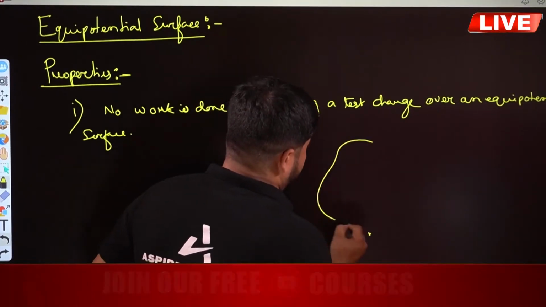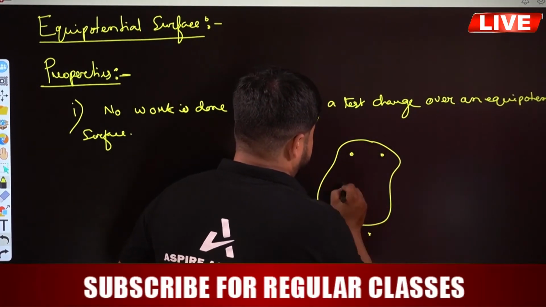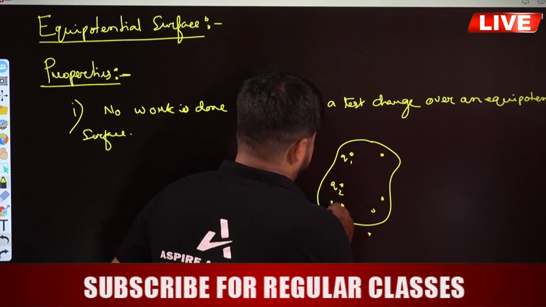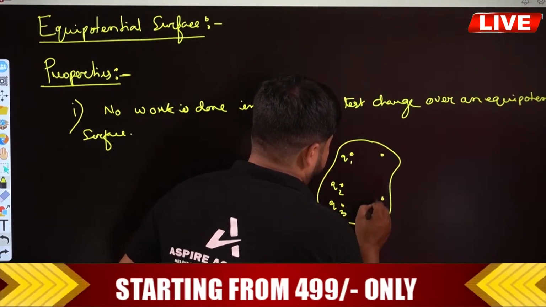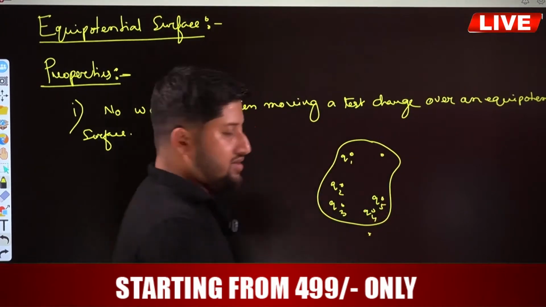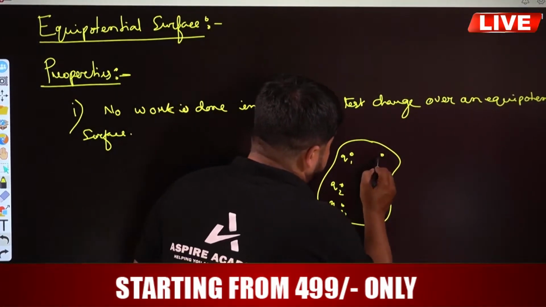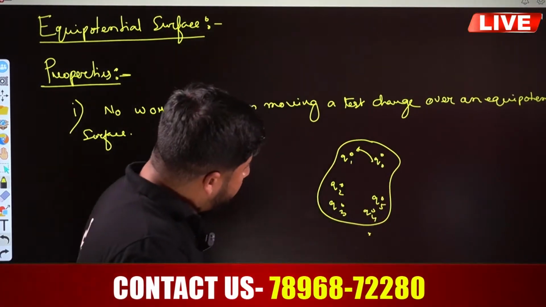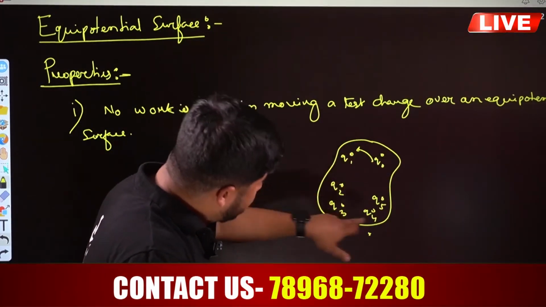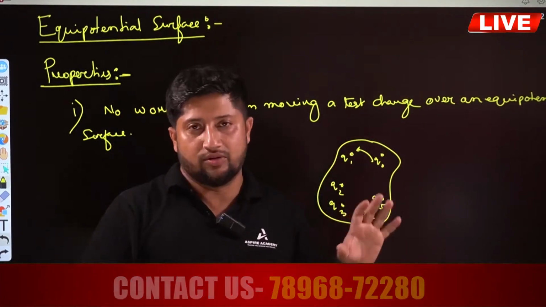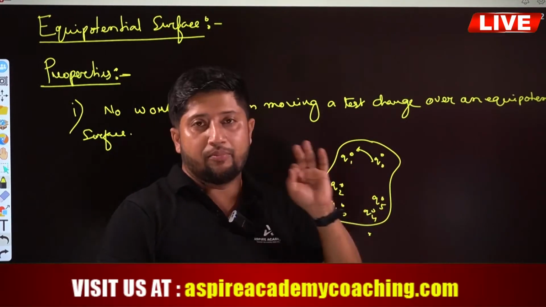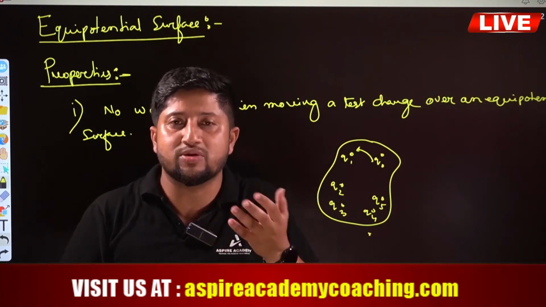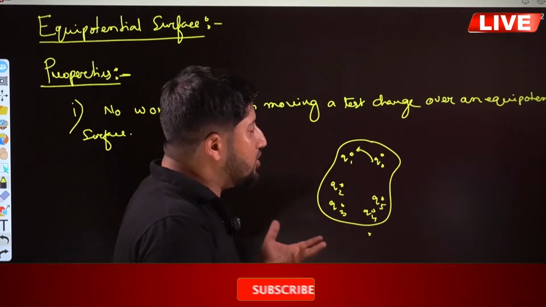Suppose this is one kind of equipotential surface. Here the charges are there. Suppose this is Q1 charge, this is Q2 charge, this is Q3 charge, this is Q4, and this is Q5. Suppose another charge, Q0, is the test charge. If you move the test charge from any point, the work done will be zero. Why? Because at each and every point the potential difference is zero. No work is done means work done is zero.